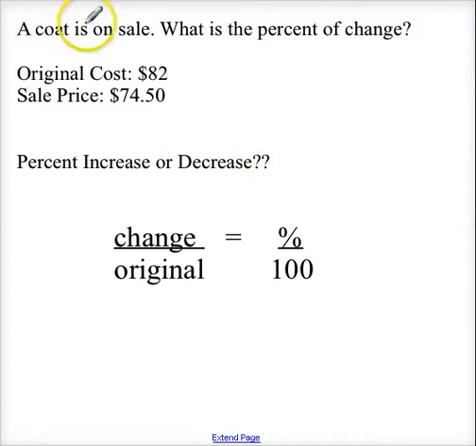For example, a coat is on sale. What is the percent of change? So this is the original cost, $82. The new sale price is $74.50. Is that a percent increase or decrease? Well, the original was 82 and obviously the price went down. So this is a percent decrease.